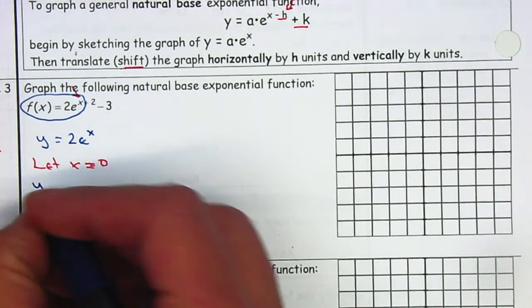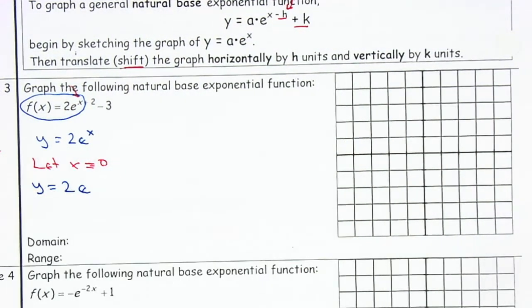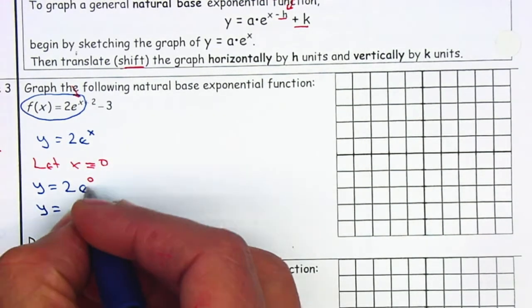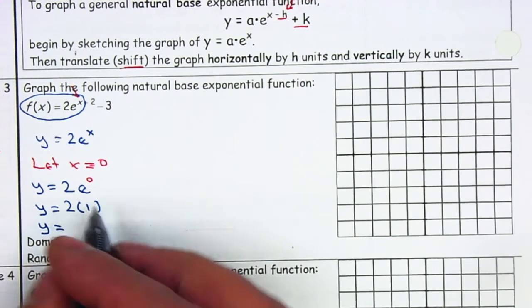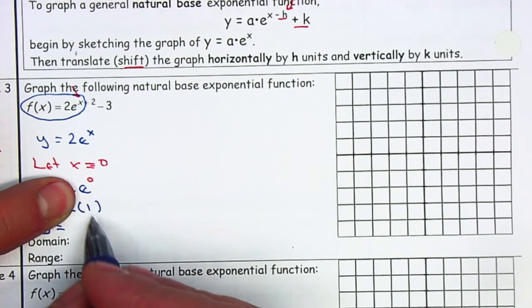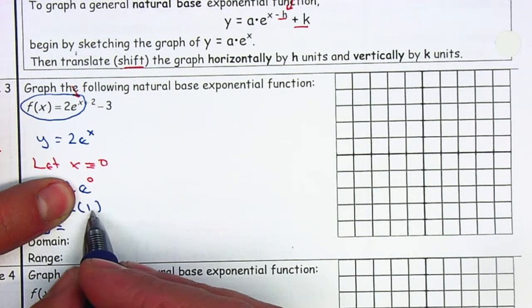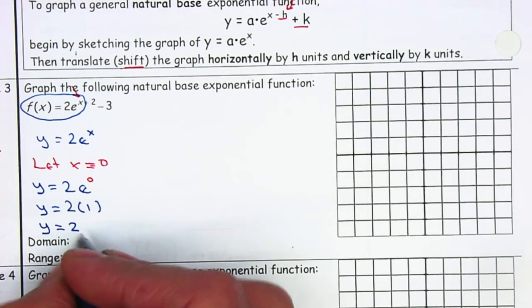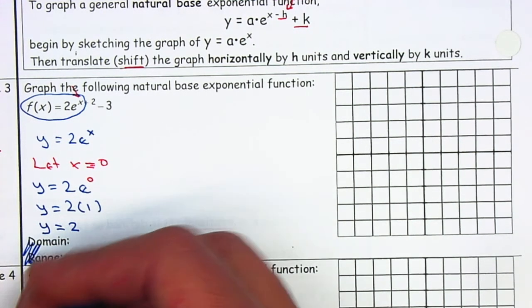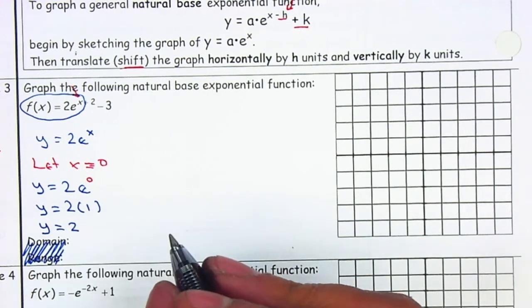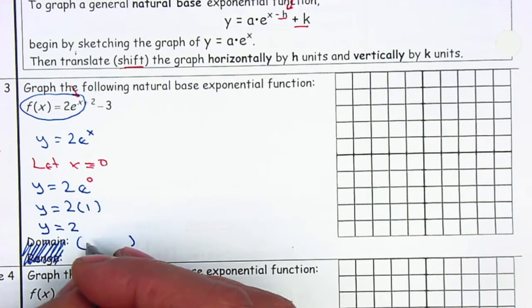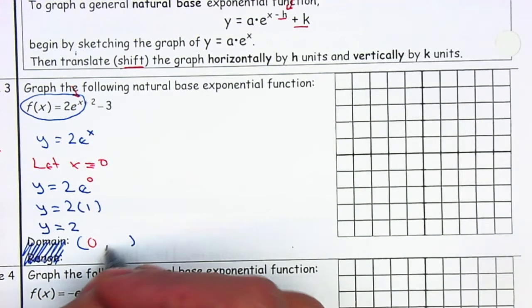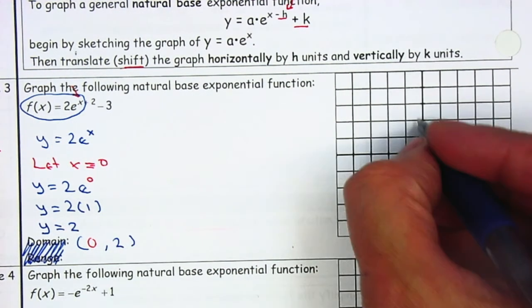This will be y is equal to 2e, but instead of the x will be a 0. Y is equal to 2 times e to the 0, which is 1. Anything to the 0 power is 1, so even e to the 0 is 1. 2 times 1 is 2. We're not going to be doing domain and range yet. We're going to save it for the next chapter. So if the x value is 0, the y value is 2. That's my first point.